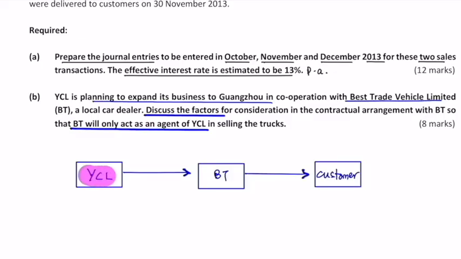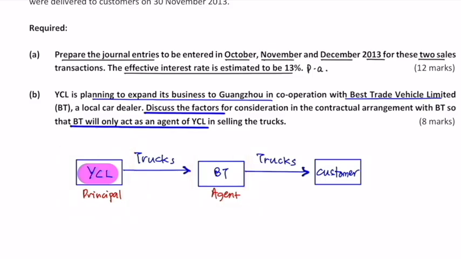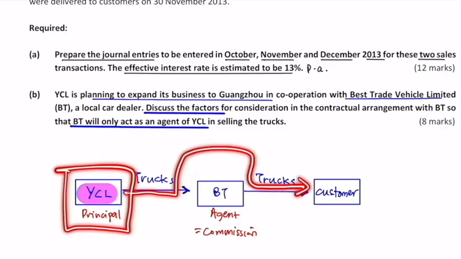Now we're talking about YCL selling the truck to the customer. For this arrangement, we want to ensure that YCL is a principal and BT is only acting as an agent. To ensure that YCL is acting as a principal and BT is acting as agent, it means that BT as an agent is only earning a commission. And BT does not have control over the trucks before they are transferred to the customer. The first factor to consider is that YCL has the primary responsibility to ensure there are trucks delivered to the customer.